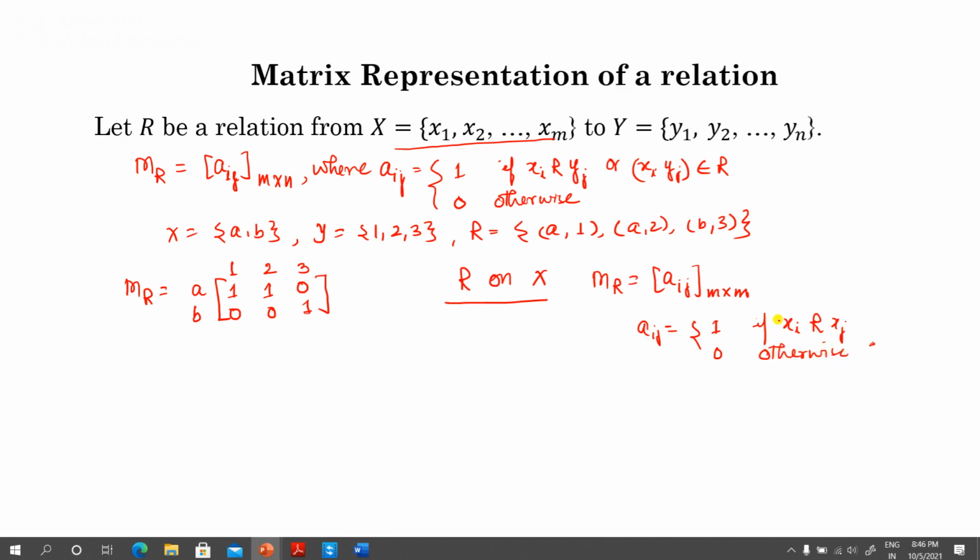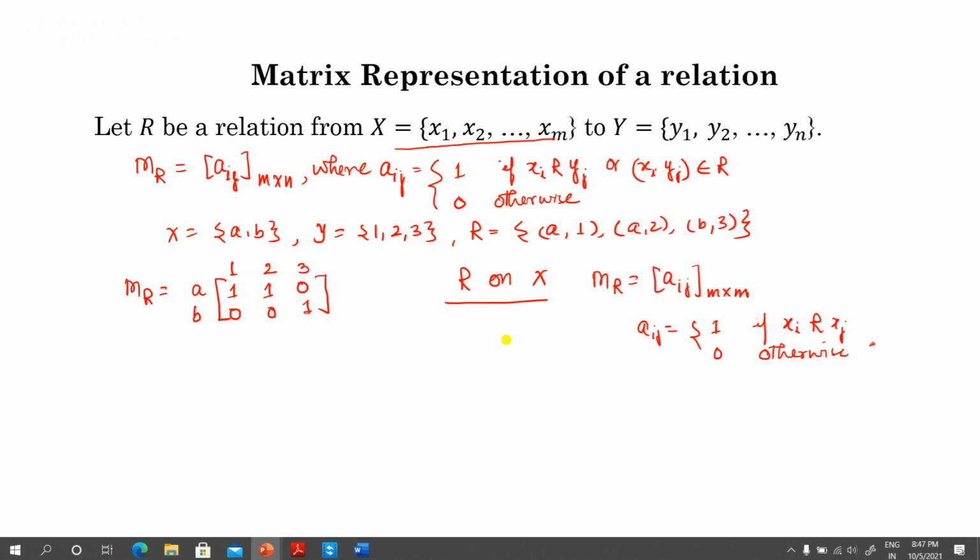So if xi is related to xj, aij is equal to 1, 0 otherwise. In the same way, in rows you can write all the elements, in columns you can write all the elements, and you have to check the relation. If the ith element is related to the jth, then it is 1, otherwise 0. So in case of a relation on X, the matrix of the relation will be a square matrix, and from this matrix you can check whether a given relation is reflexive, symmetric or transitive.